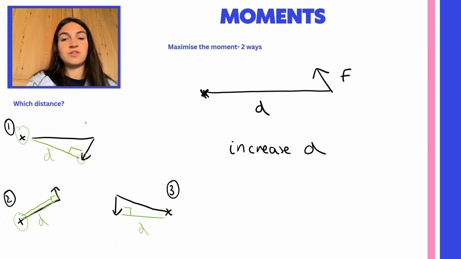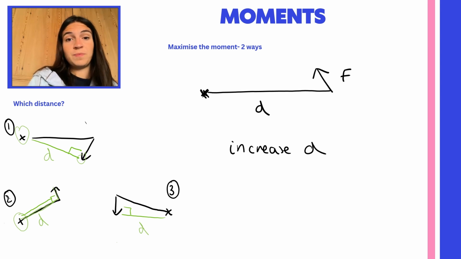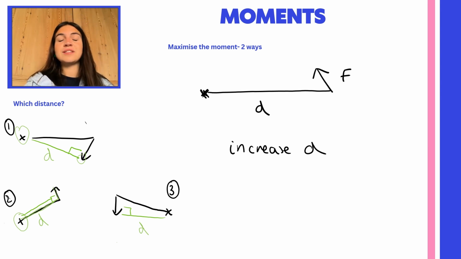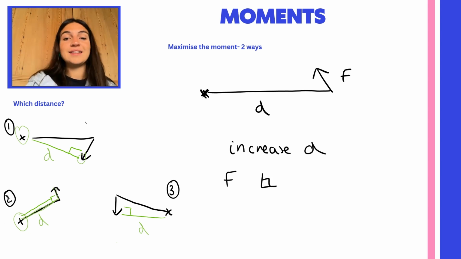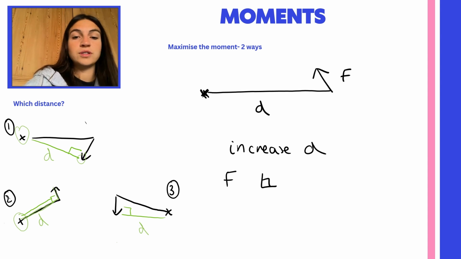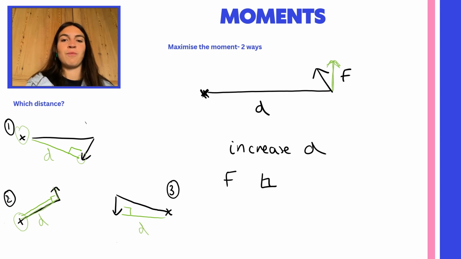Well, the first thing that you can do is you can increase that distance that you're using, d. Even though that's not the distance that I'm multiplying with, by increasing that distance, I would be increasing the distance that I would use in my equation anyway. So always increasing the distance between the pivot and the force. The other thing I can do here is if I actually put that force perpendicular to that distance, that will increase the overall moment by doing that. And I could also just increase the size of that force as well, which would also increase my moment.